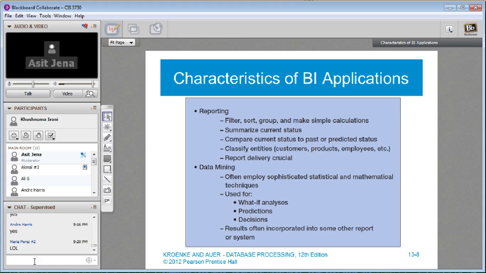So there are 2 things. One is reporting in BI. We do reporting and we do data mining. Data mining is something which is about predictions. What-if analysis: what will happen if Delta decides to increase their fare by 25%? How is it going to affect the bottom line? How the revenue? Is the revenue going to go up, or will the number of passengers go down, so that the extra revenue per passenger is not going to be reflected in the total revenue? Those are the kind of things.